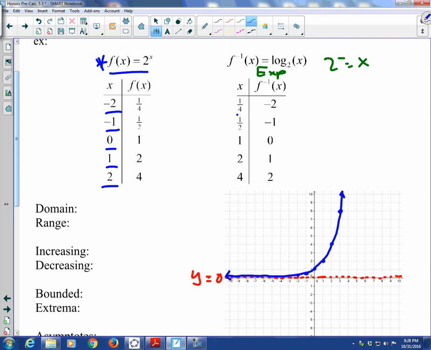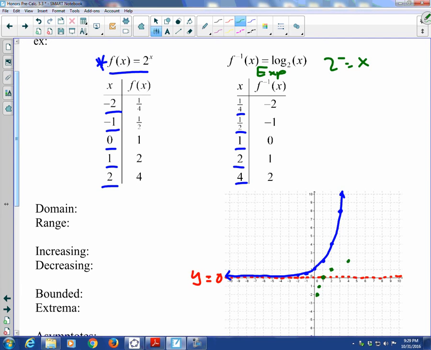So right here, if we plug in 1/4, we're saying, what do we have to raise 2 to in order to get 1/4? And that is going to be the exponent of negative 2. If we plug in 1/2, we're saying, what do we have to raise 2 to in order to get 1/2? And that is going to be the exponent of negative 1. If we plug in 1, we're saying, what do we have to raise 2 to in order to get 1? And that is going to be the exponent of 0. If we plug in 2, we're saying, what do we have to raise 2 to in order to get 2? And that is going to be the exponent of 1. And if we plug in, rather, 4, we're going to say, what do we have to raise 2 to in order to get 4? And that is going to be the exponent of 2.